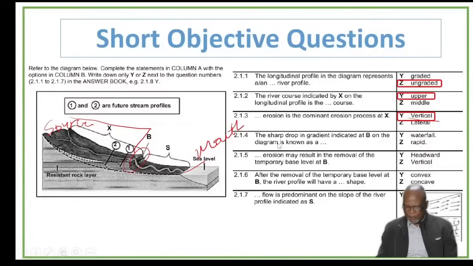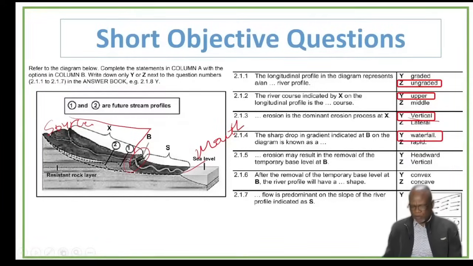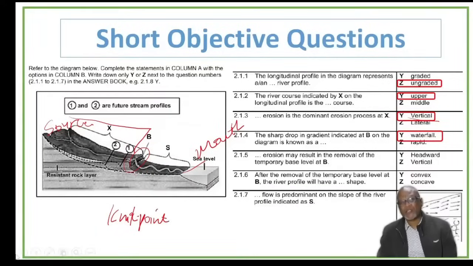And then the sharp drop in gradient indicated at B on the diagram is known as A. So here there's a sharp change in the gradient. It's called a what? A waterfall. So this is a definition of what we call a nick point. What is a nick point? It is when there is a sudden change in the gradient of the river.